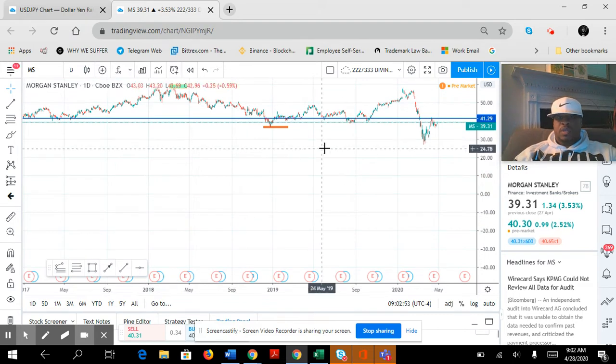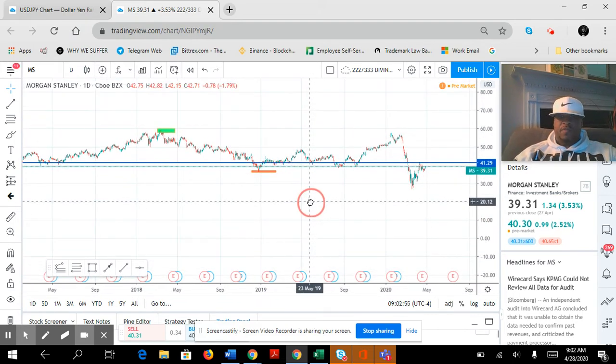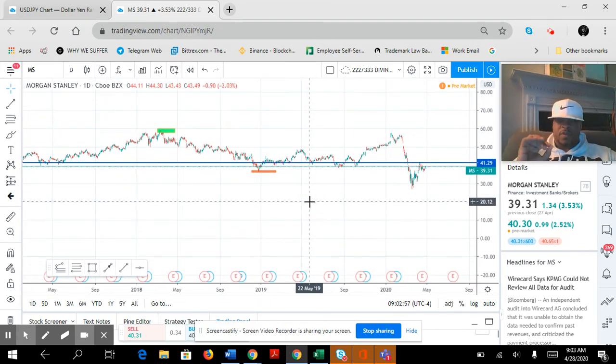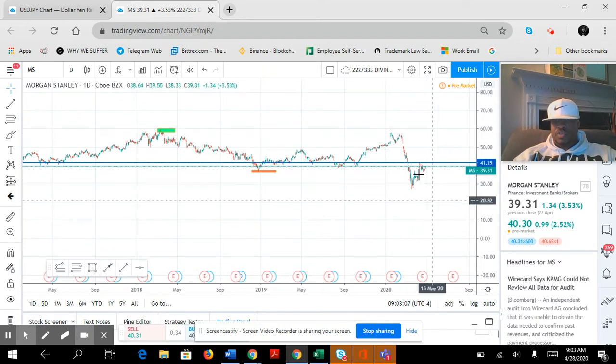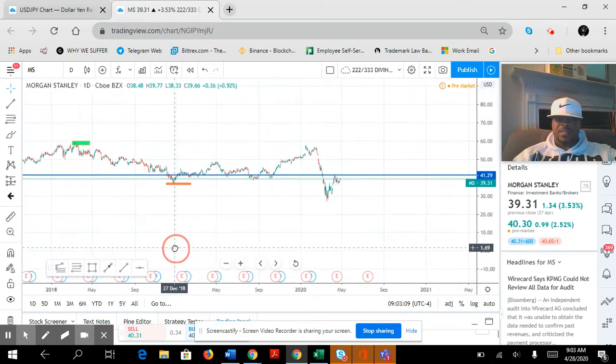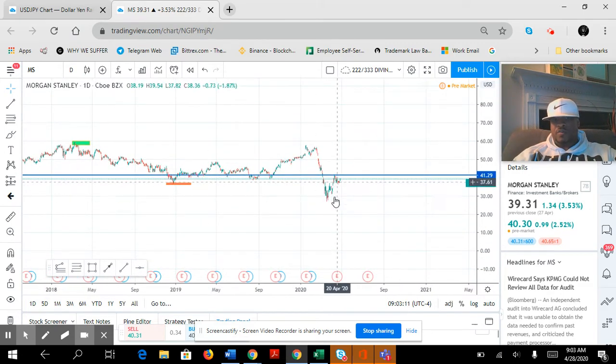In order to be effective with the Fibonacci, we must first identify a trend, preferably a bullish or bearish impulsive move. Impulsive means strong. So you see over here, this is a strong impulsive move to the downside. And then what do we have? A correction.